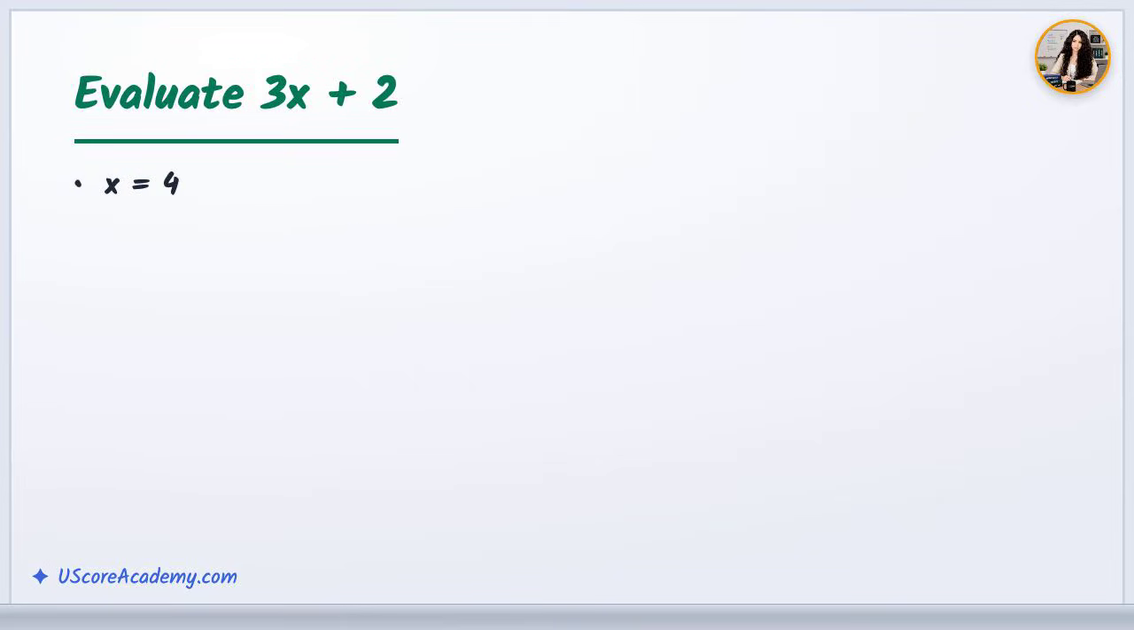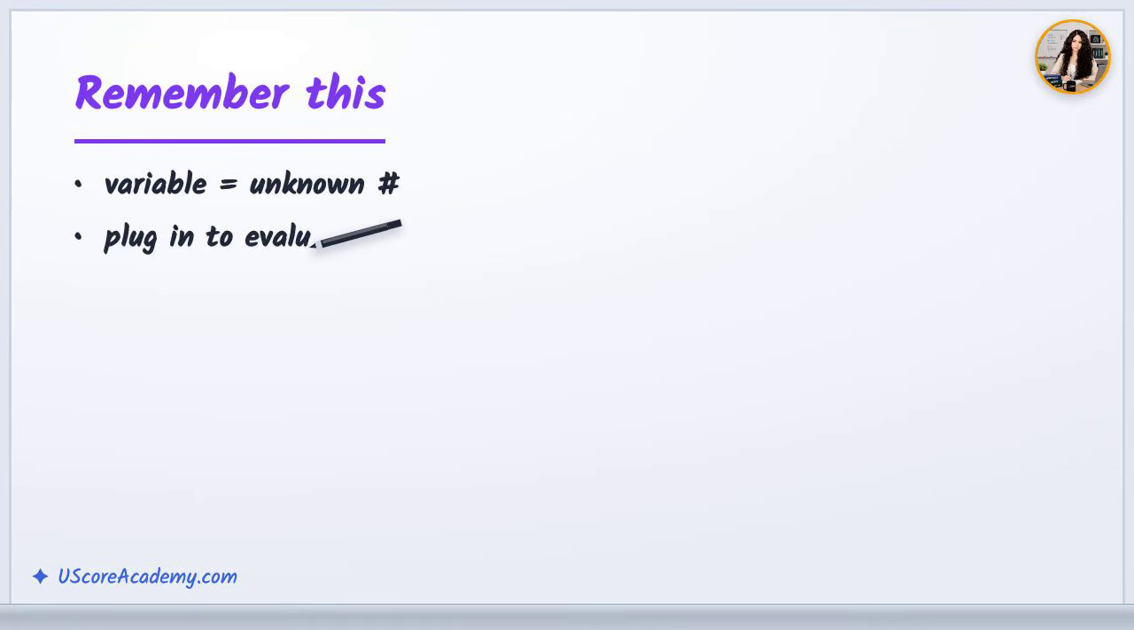Let's evaluate 3x plus 2 when x equals 4. We swap x for 4 to get 3 times 4 plus 2. 3 times 4 is 12, and 12 plus 2 is 14. That's our answer.